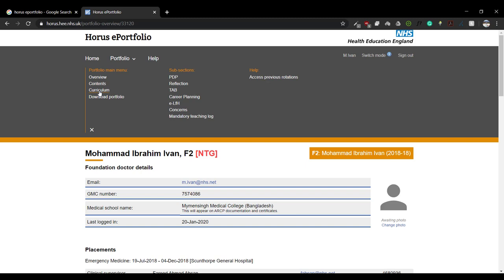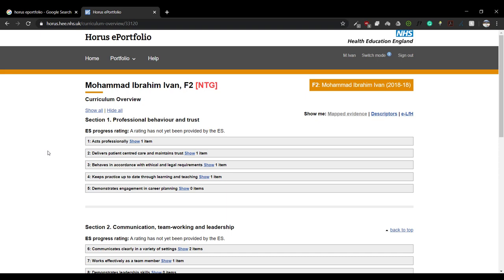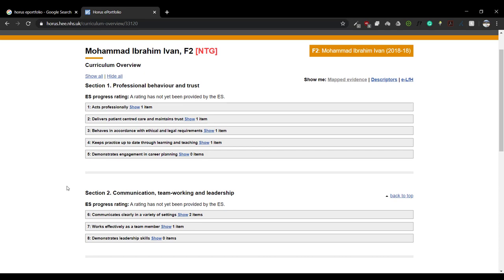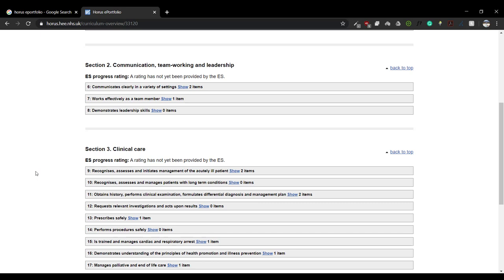If you go to the curriculum, you can actually see what is needed for a foundation doctor. As I gave you an idea when we saw the CREST form, it's actually a similar one. You can see four sections: section one, section two, section three, and section four. These are the same competencies that you saw on the CREST form: professional behavior and trust, communication, team working and leadership, clinical care, and safety and equality.